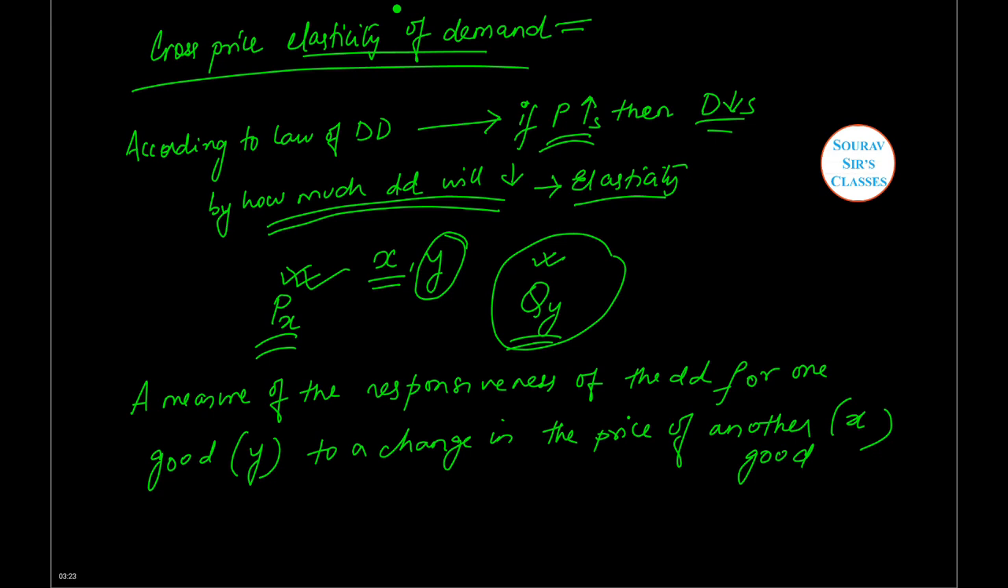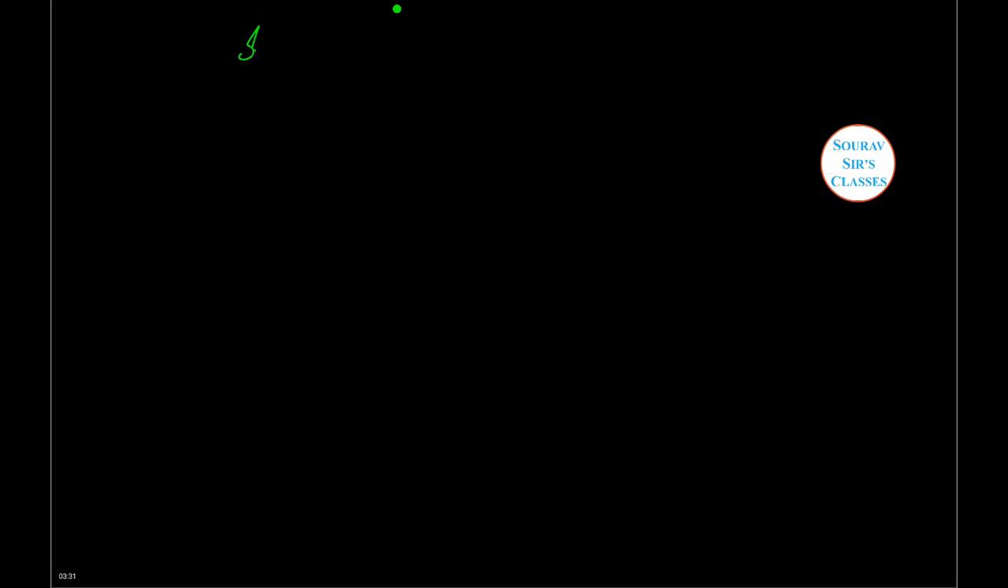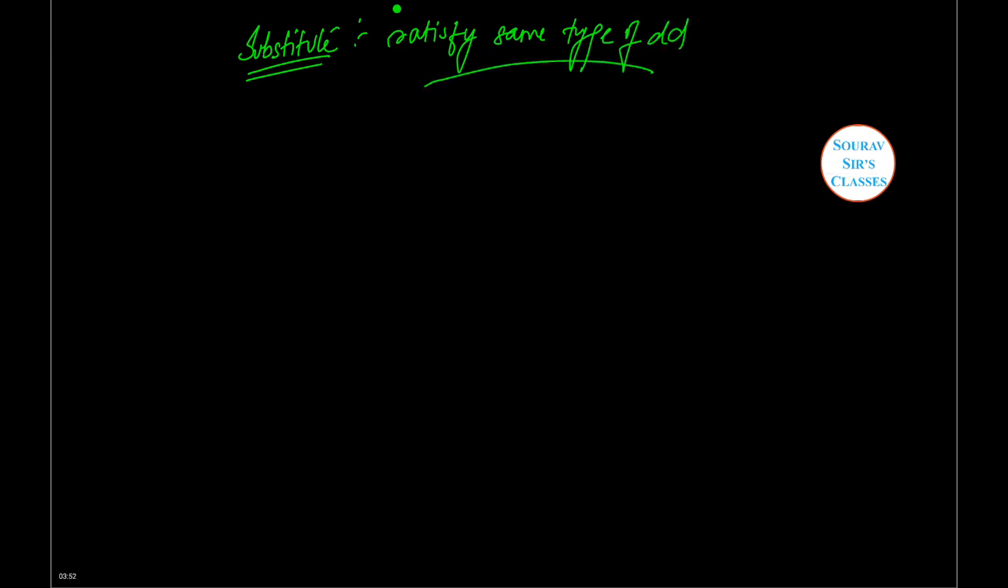Now let us check for the sign of the cross price elasticity. Now we know, let us consider substitute goods. Now what are substitute goods? Substitute goods are those goods that will satisfy the same type of demand. Okay, so that's why they can be used in place of one another. So let us take two substitute goods, say coffee and tea.